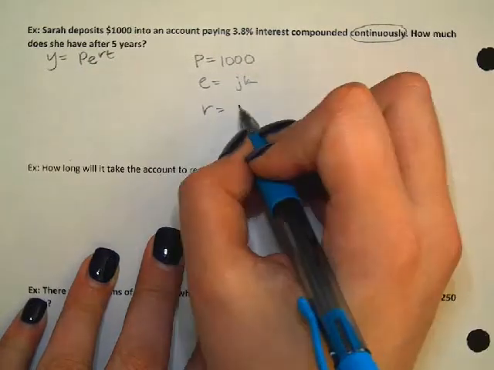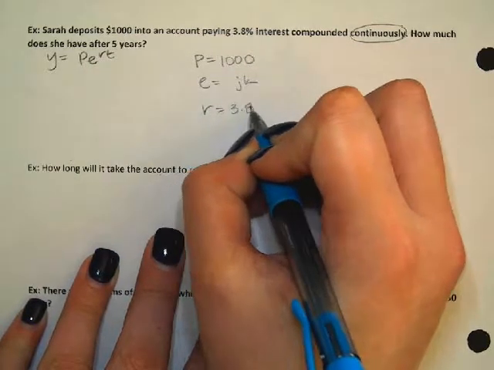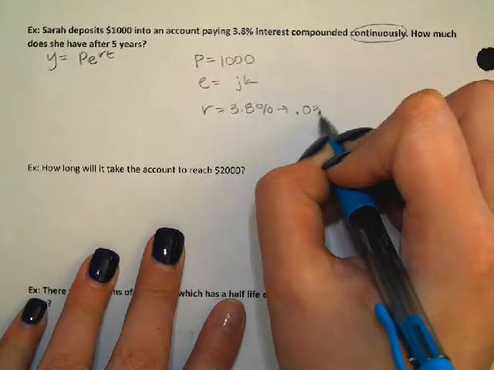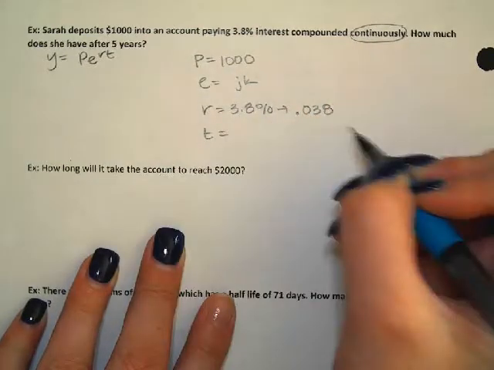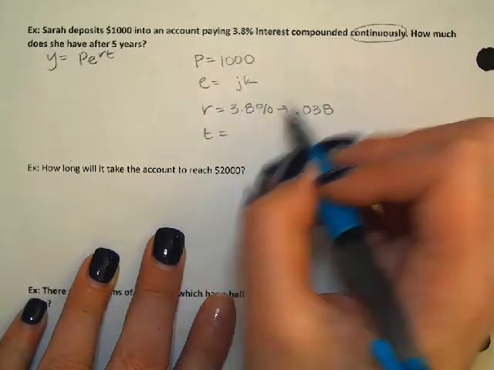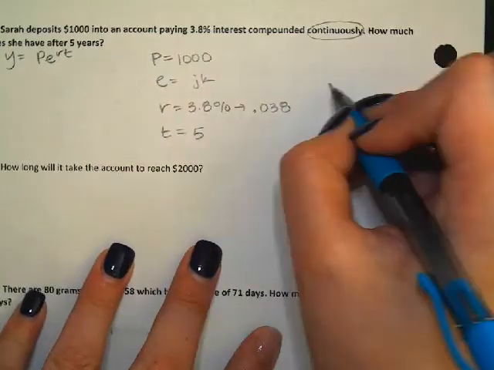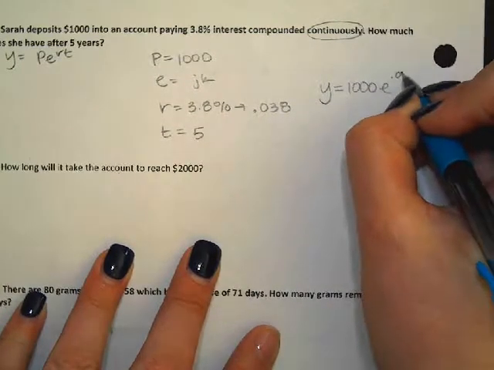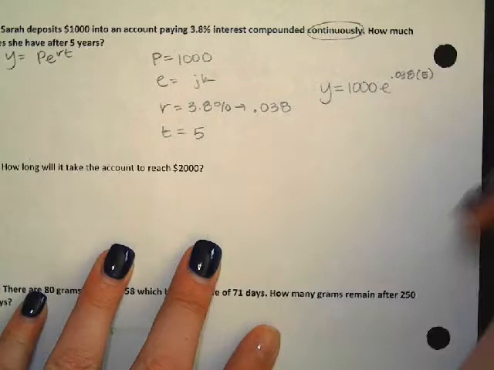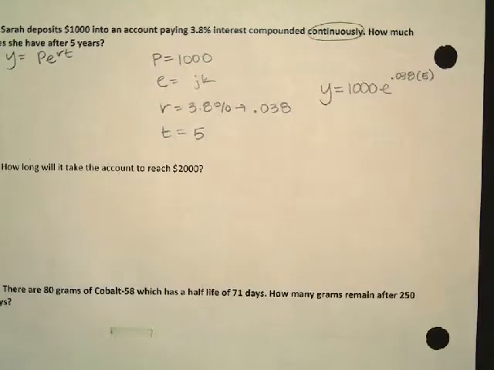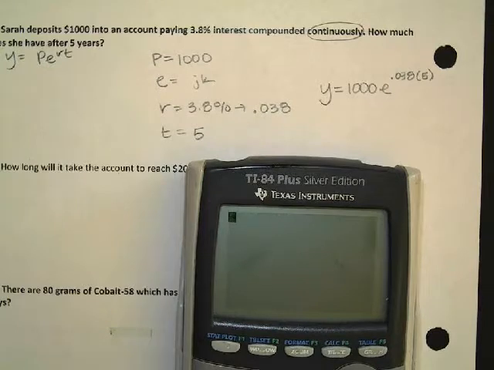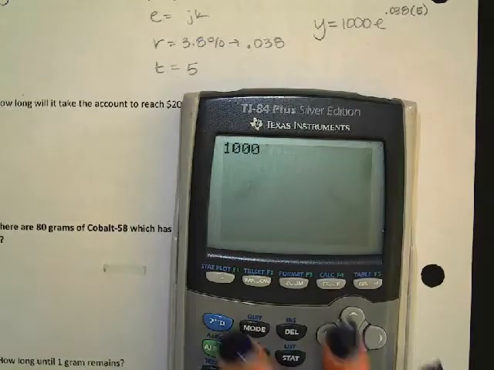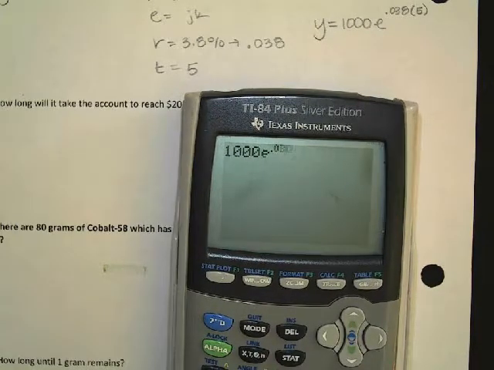R equals 3.8%, which we write as a decimal, 0.038. T is 5 years. Okay, so we're going to say Y equals 1,000 E to the 0.038 times 5. And how do you get the E on your calculator screen? Second ln. Second ln. 0.038 times 5.